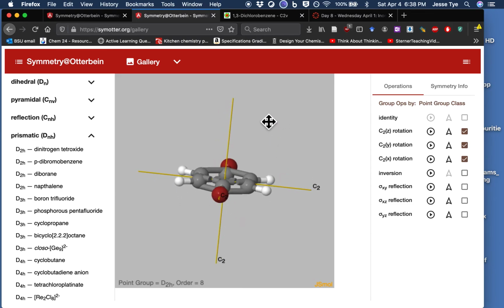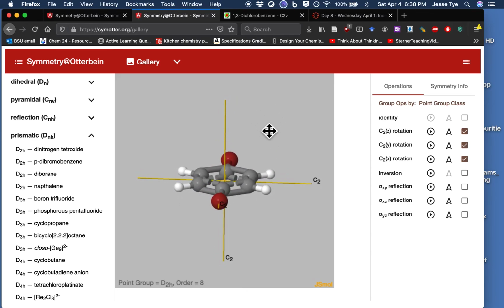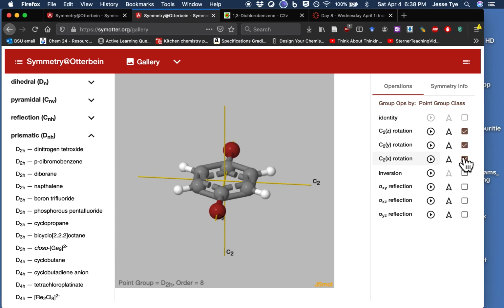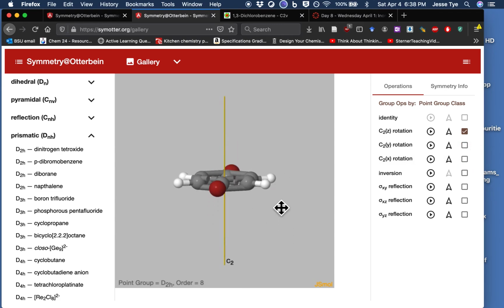And after this, we need to see, is there a mirror plane that is perpendicular to the primary axis? The primary axis is the Z-axis, the one that goes through the middle here. There is, and so this is D2H point group.